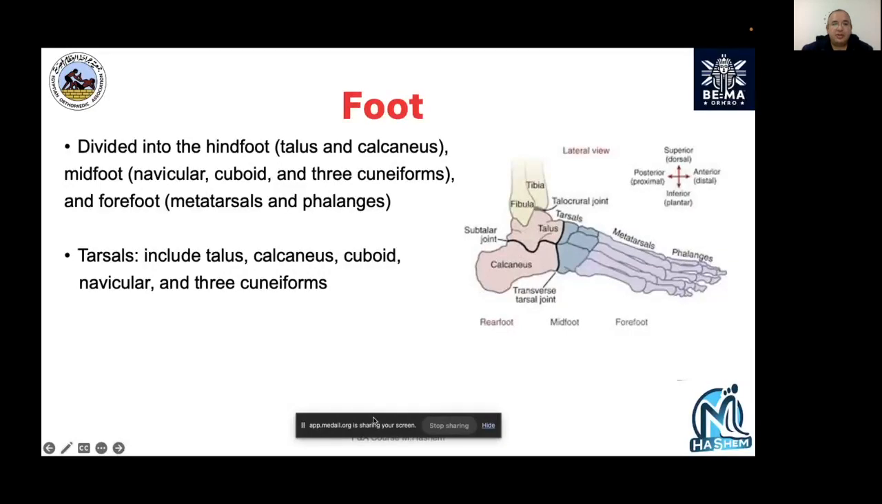If we come to the foot, your foot is three parts: hindfoot, which is talus and calcaneus; midfoot, which is navicular, cuboid, and cuneiforms; and forefoot, which is metatarsals and phalanges. Very important to remember this differentiation, because a lot of the coming terminology will be speaking about every part differently: hindfoot, midfoot, and forefoot. We speak about the tarsals. So the tarsals, basically, they are seven: talus, calcaneus, cuboid, navicular, and three cuneiforms.